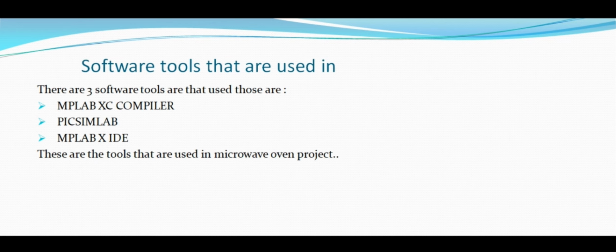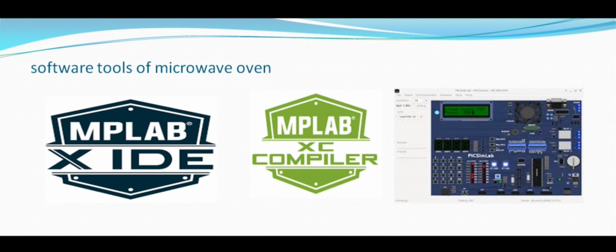These are the software tools that are used in the microwave oven project. The first one is the MPLAB X compiler, the second one is PICSimLab, and the third one is MPLAB X IDE. So these are the pictures and the icons of the software tools of the microwave oven project.